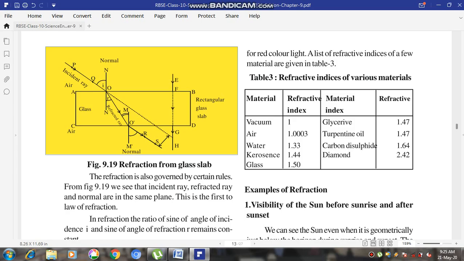And when the light enters from air, that is rare, to denser, that means glass is a denser medium. So what is the velocity of light when it enters from air to glass, or rare to denser medium? Yes, the velocity becomes decreased, because in the denser medium the intensity of light is decreased, so the velocity is also decreased.